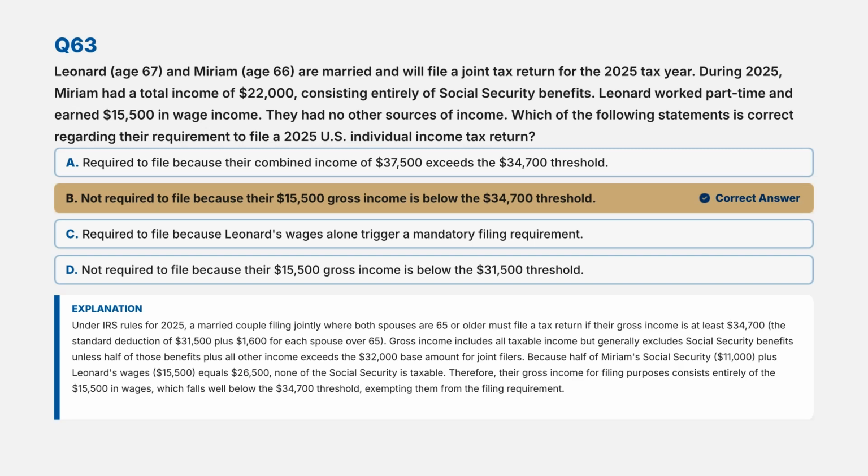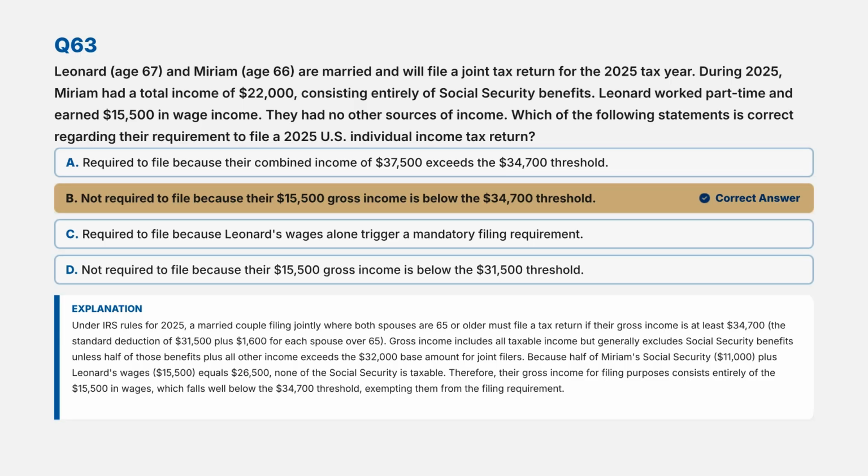file a tax return if their gross income is at least $34,700. The standard deduction of $31,500 plus $1,600 for each spouse over 65. Gross income includes all taxable income, but generally excludes Social Security benefits unless half of those benefits plus all other income exceeds the $32,000 base amount for joint filers.